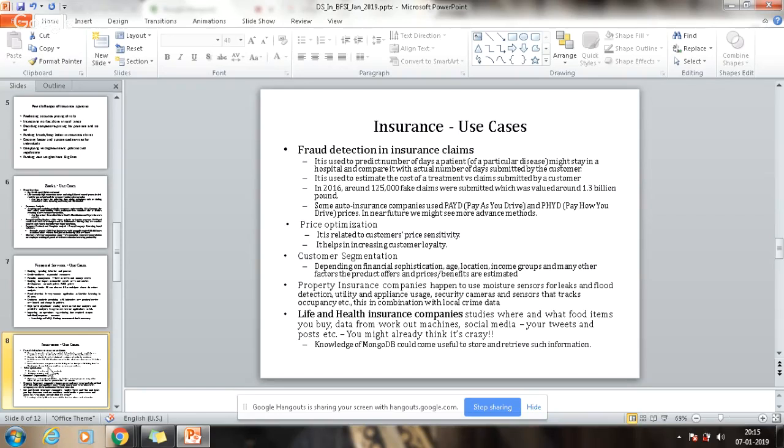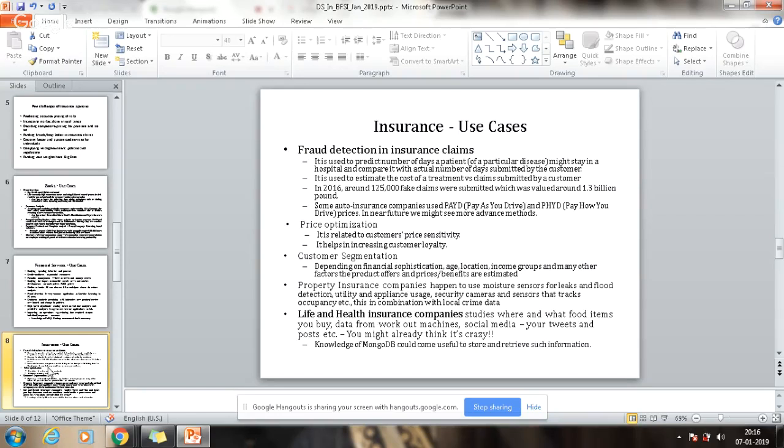Property insurance companies, as I was telling, also use moisture sensors for leak and flood detection, and utility and appliance usage. Nowadays we have smart fridges and smart washing machines. They would use that data to provide you insurance for your home and your property. They would check your security cameras. They will use sensors to track how many people were there, what kind of activities were there, and whether you are lighting a fire inside the house or not. That data was also collected in conjunction with local crime data, to make sure they provide you as much benefit as they can without jeopardizing their offerings.